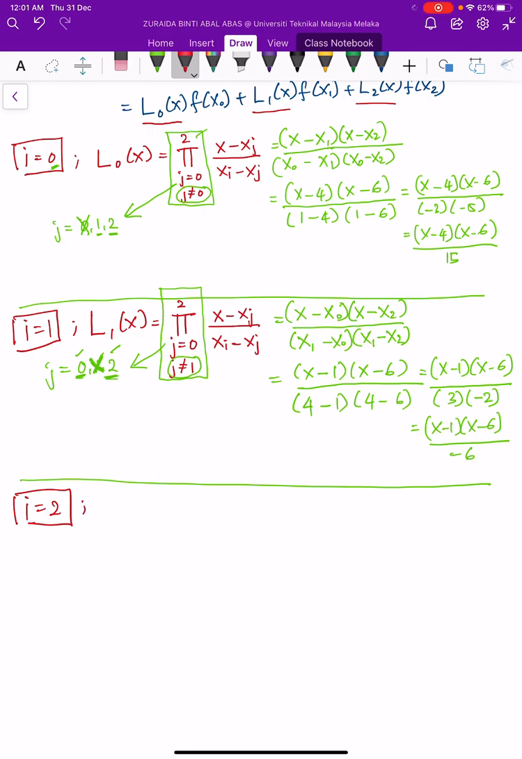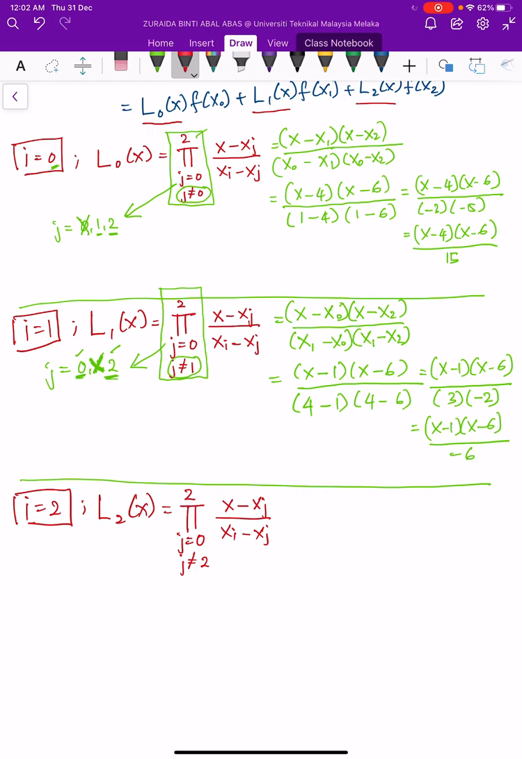Now let's find L2x. For L2x, we have this multiplication from j equal to 0 until j equal to 2. But this time around, our j cannot be equal to i, so our i now takes the value of 2. Again, we will have this general equation for the Lagrange, so this is xi minus xj.